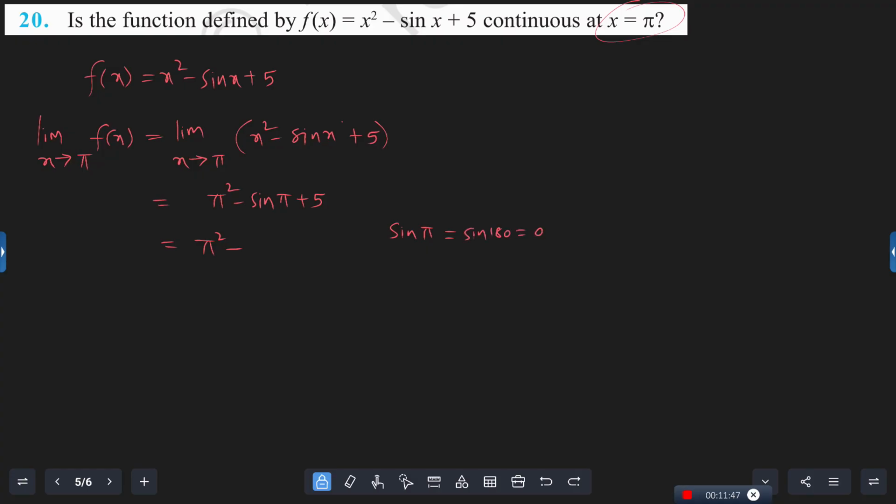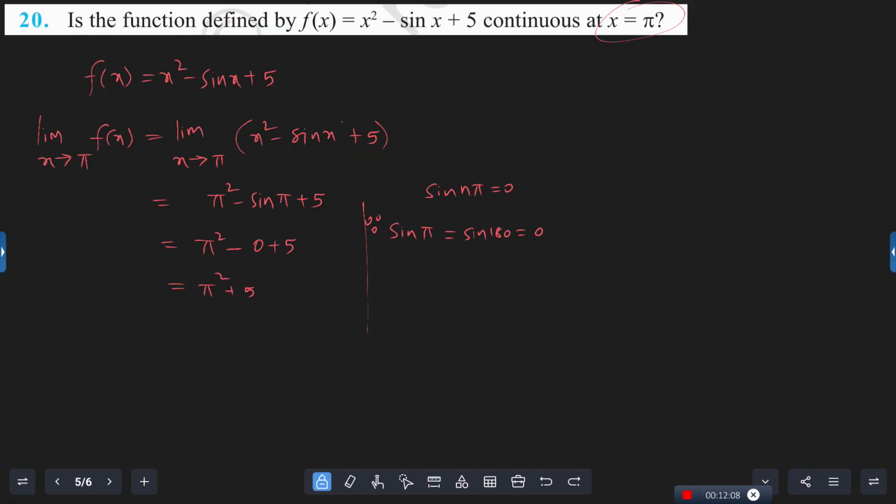Sin pi is 0. Sin n pi is equal to 0. Don't forget, whatever the n, if you give negative or positive, the value is 0. So sin 1 pi is 0. So 0 plus 5, which is equal to pi square plus 5.